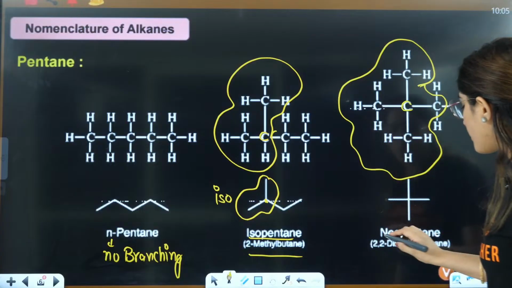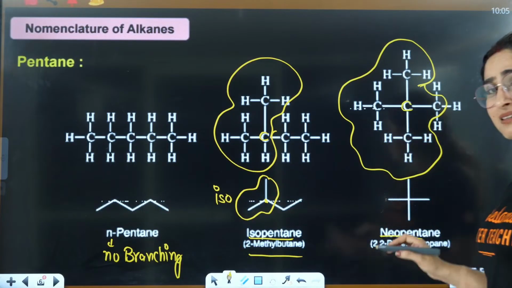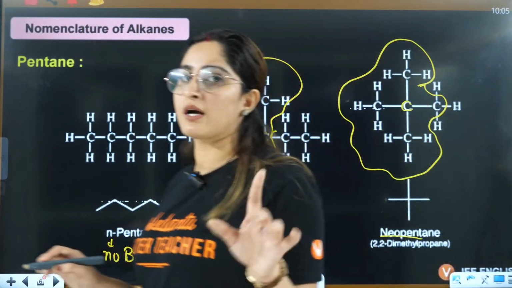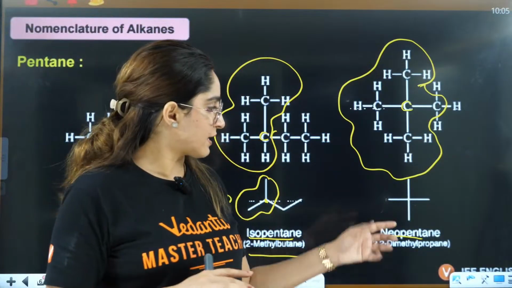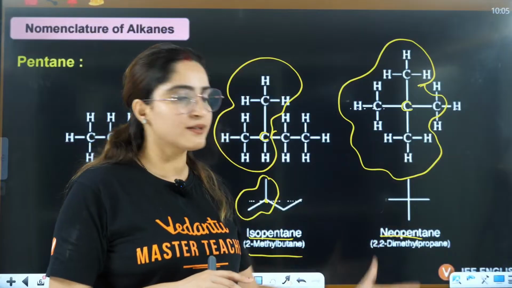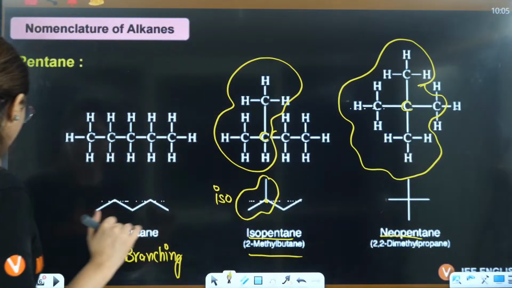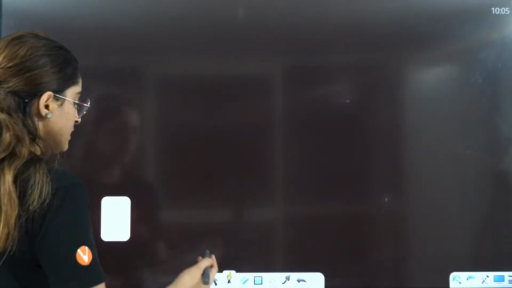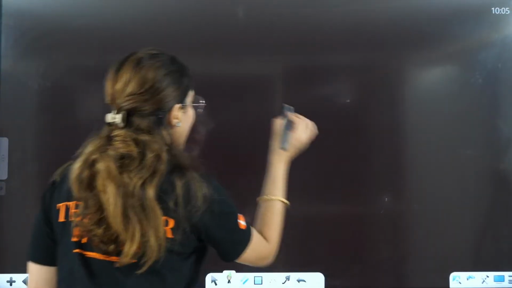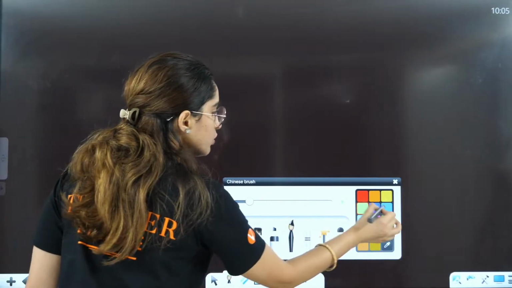So neo is a group when you have 3 methyl groups connected to a carbon, right? And 1 more carbon is connected, right? So that is your neo, and this is 5 carbon, so it is pentane. I'll just write here what is N, what is iso, what is neo.